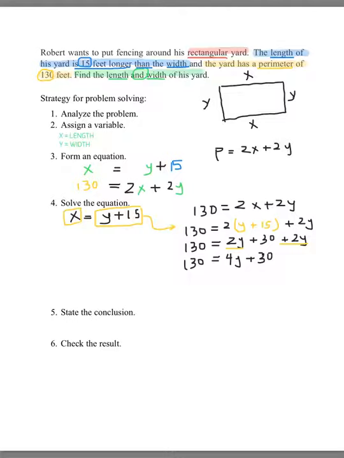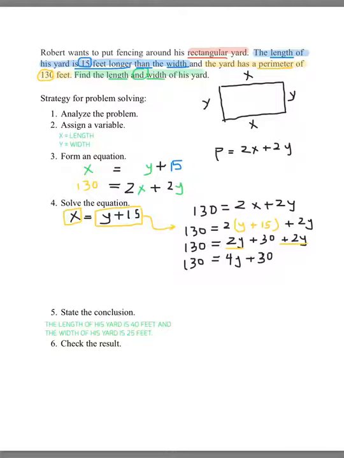Now let us go ahead and state the conclusion clearly. Keep in mind that we were asked to find the length and width of his yard. So we're going to go ahead and state the conclusion as follows. So we're going to go ahead and write simply that the length of his yard is 40 feet and the width of his yard is 25 feet.